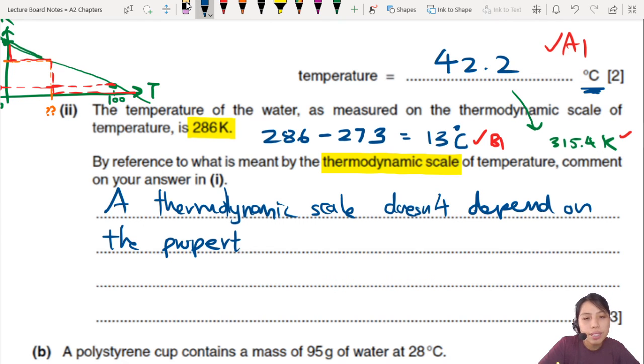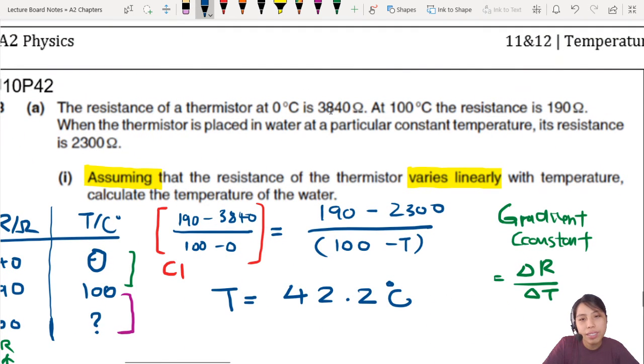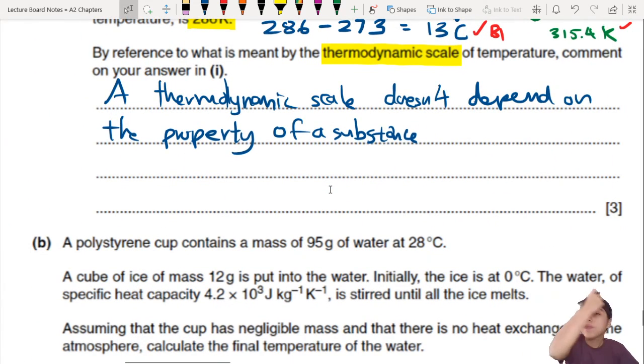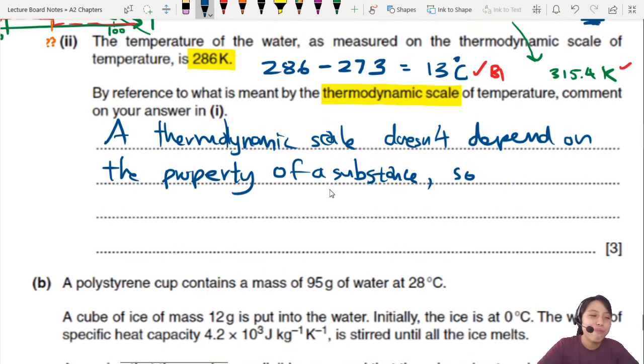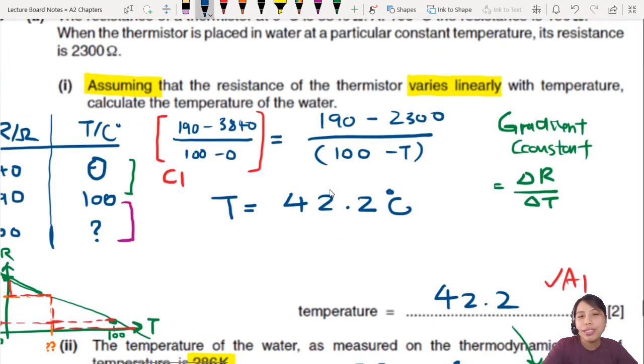Now, what does a thermistor depend on? Think about it and see. Thermistor is a resistor, right? You're measuring what? Resistance, right? We're measuring resistance and use resistance to indicate what temperature it is. So that is what we call the property of a substance, resistance. So thermodynamic scale doesn't depend on that. So you get 13 degrees. But what's the problem? You see our problem here?